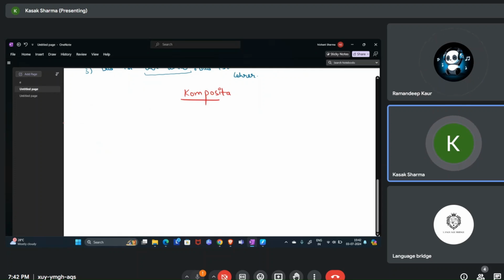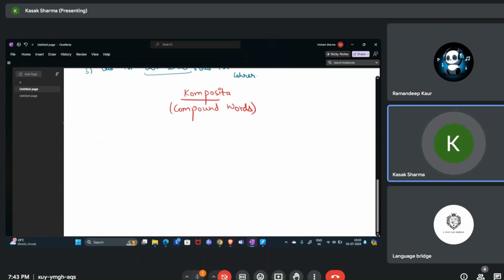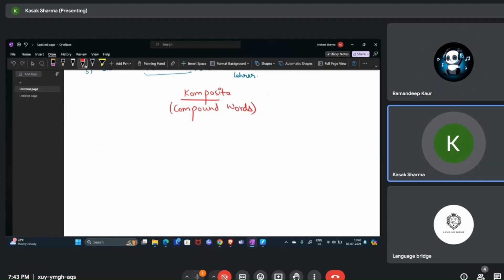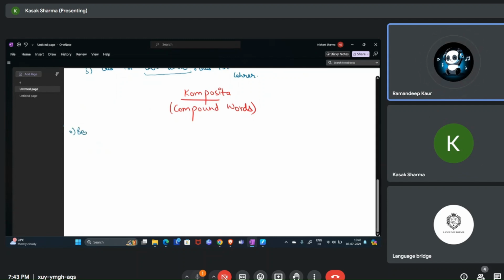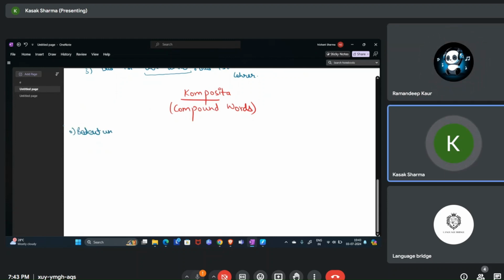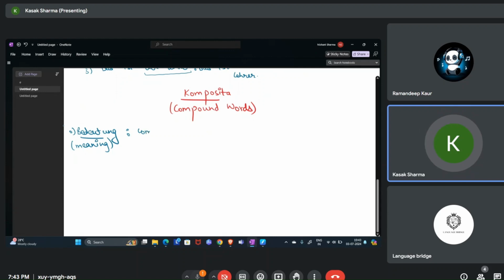Composita, I can say, is compound words. What we do here is just pick two words and add them together. Now, Bedeutung, what does this Bedeutung mean? Meaning. So the meaning of this is simple: a combination of two words.